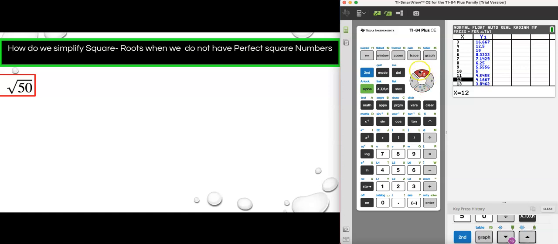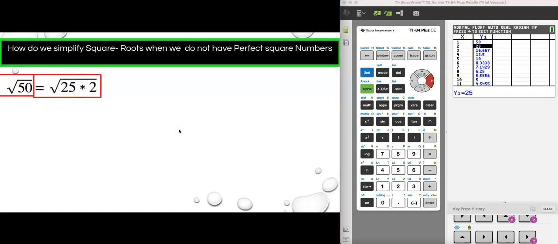So I could use 10 and 5 if I wanted to. I could use 1 and 50, but that's not going to help me out. Instead, I chose to use 2 and 25, because I recognize that 25 is a perfect square, so it's going to make my life a lot easier.